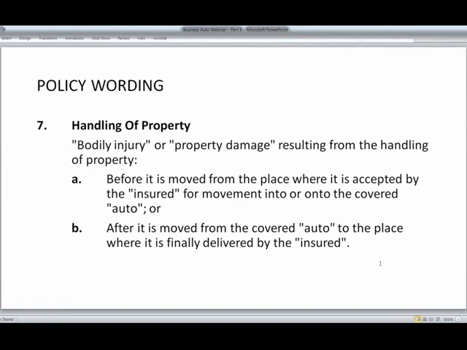The key part here is reading this. We exclude coverage on the auto policy before it is moved from the place where it's accepted by the insured. So what we're saying is, when our insured walks up to it and touches it, then the auto policy attaches. If what's sitting there falls down before our insured gets to it, that is GL. It's also covered during movement, and it's covered after. It's not covered anymore after it's moved from the covered auto to where it's finally delivered by the insured.